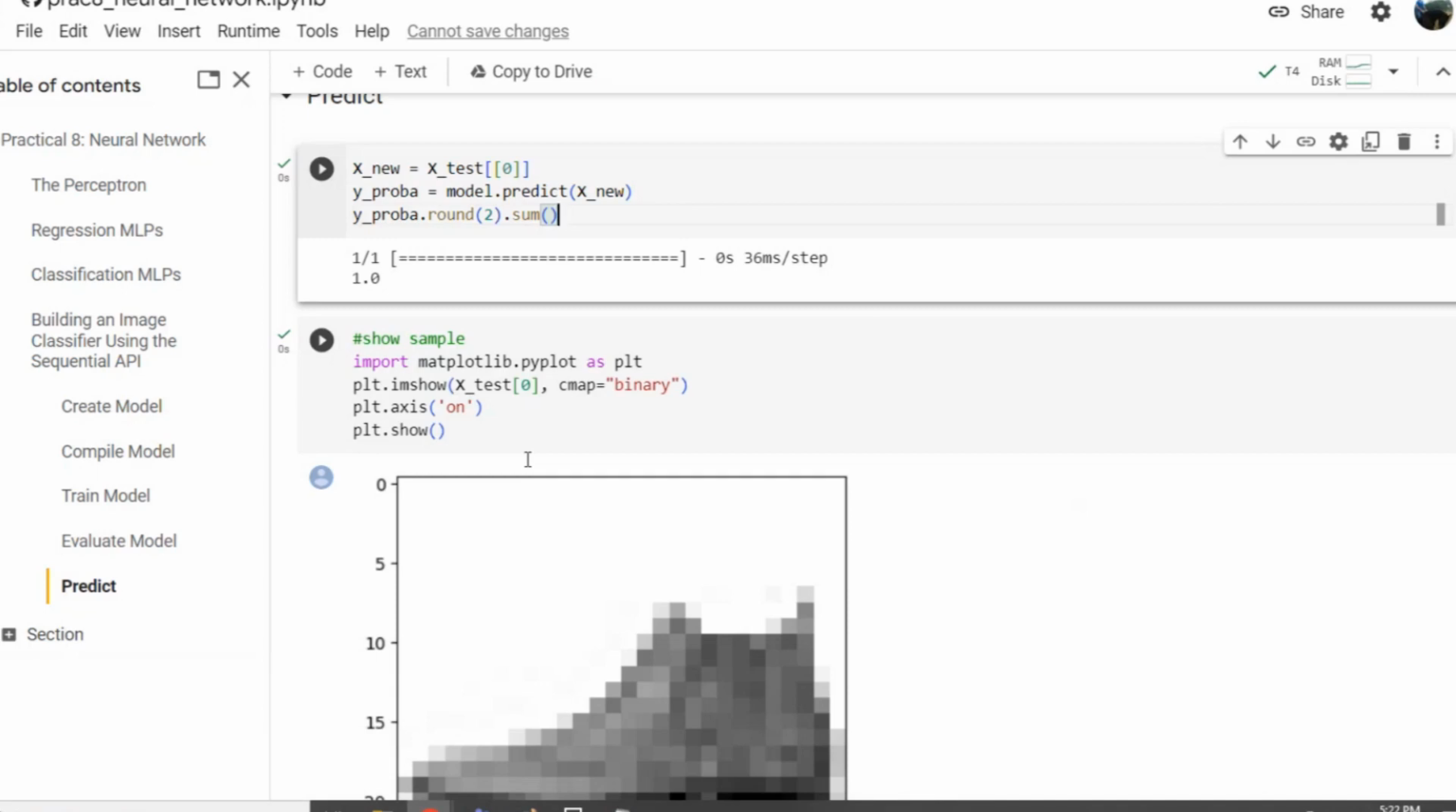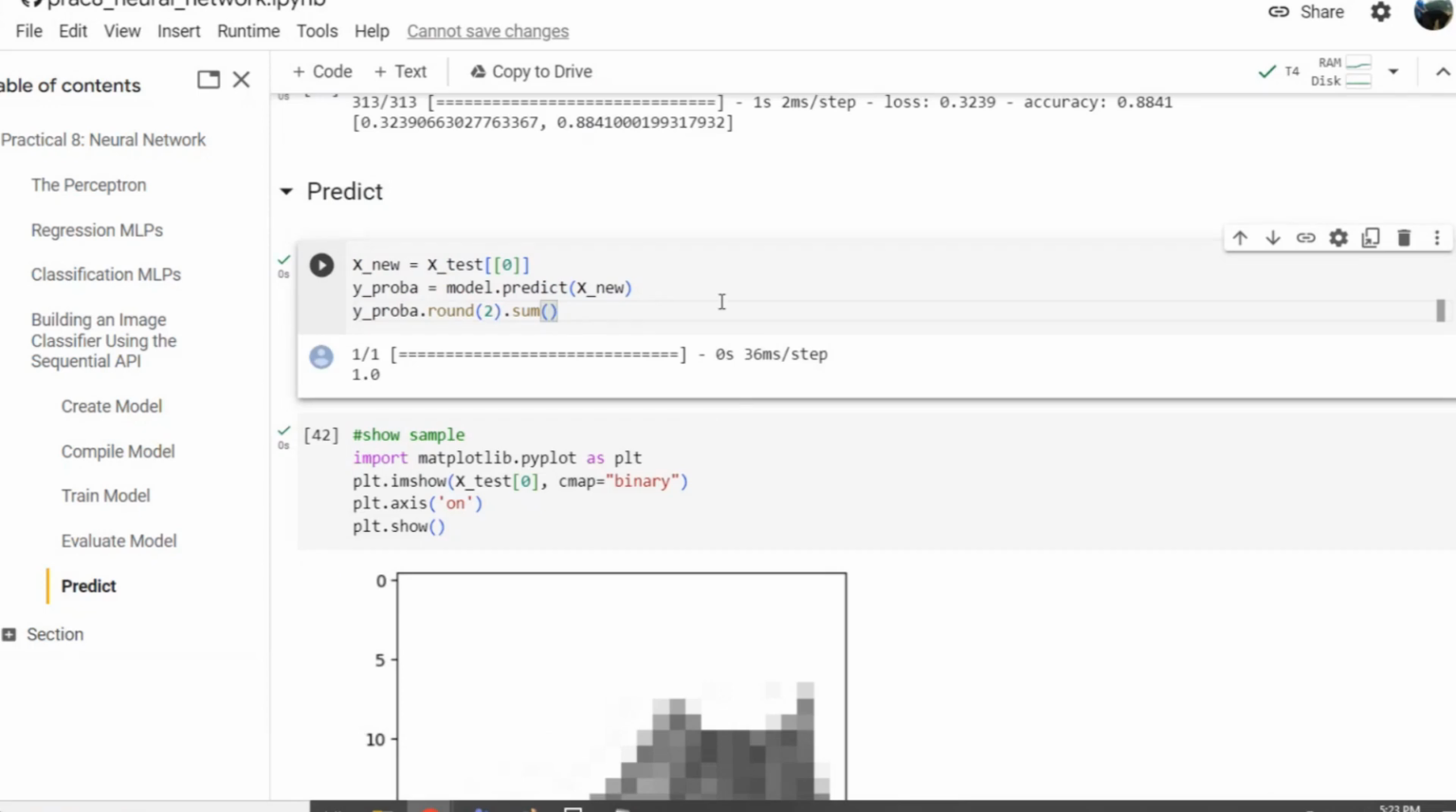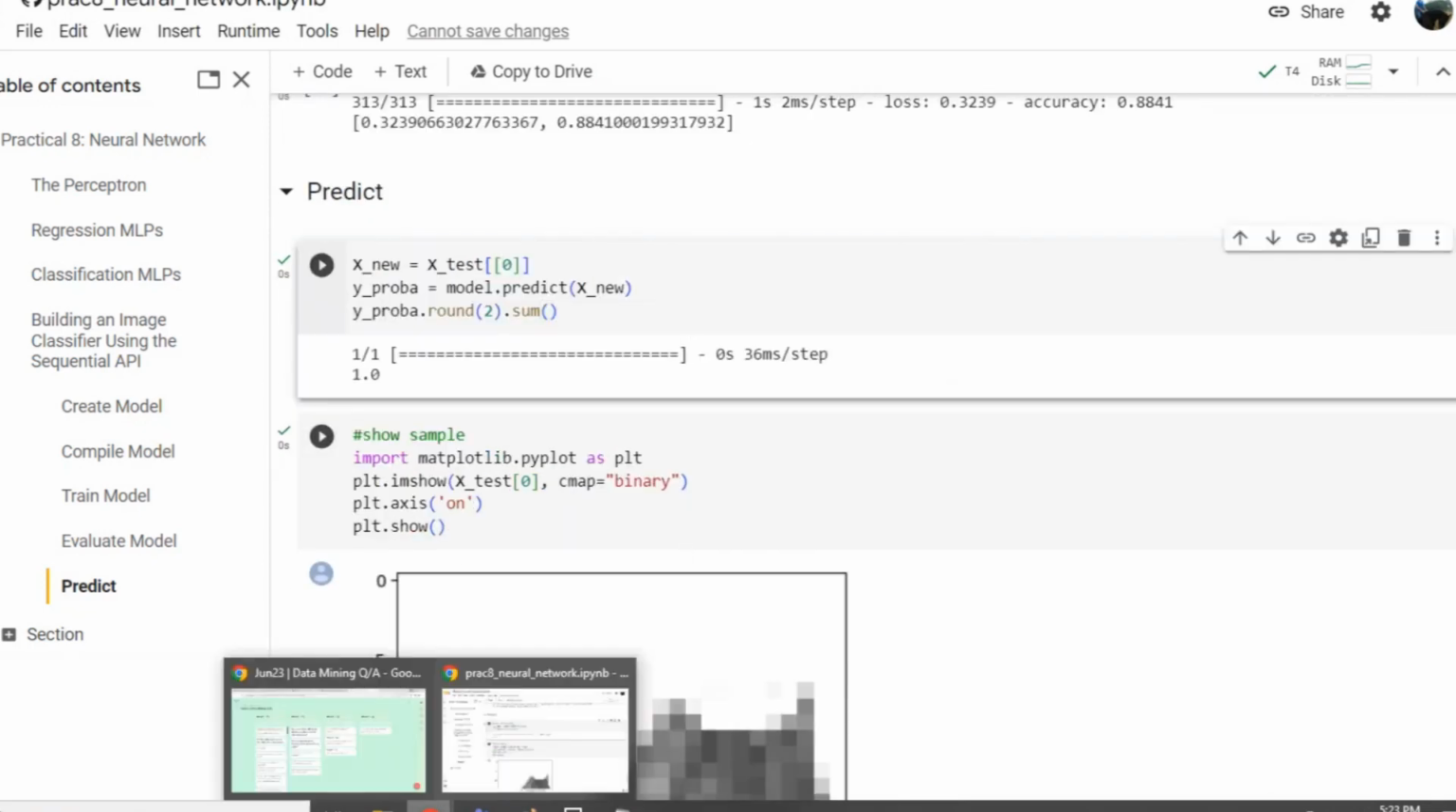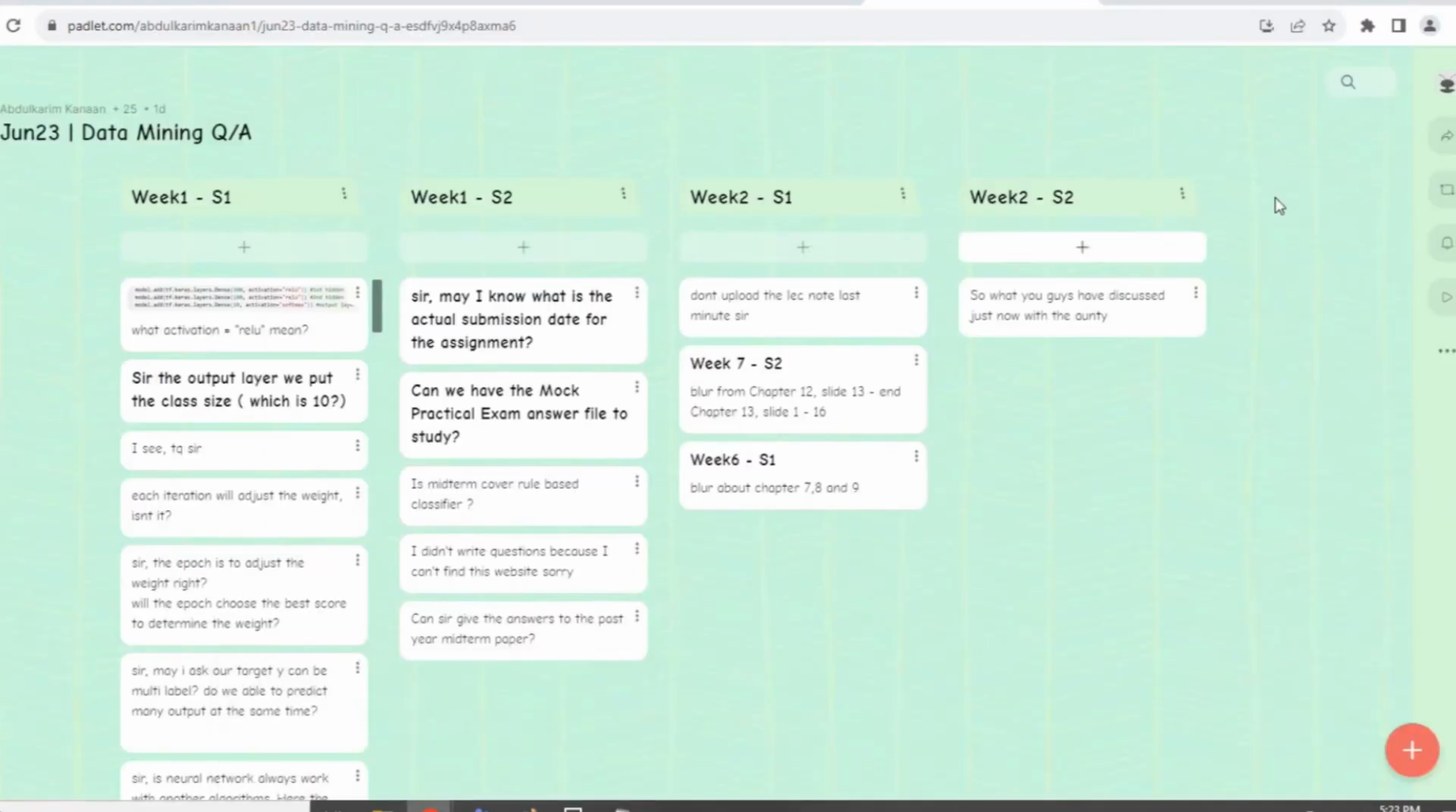Any question? Any question, guys? No question? Are you sure? Okay, then, since no question, that's all for today. Let's see before you dismiss. No question. Okay.